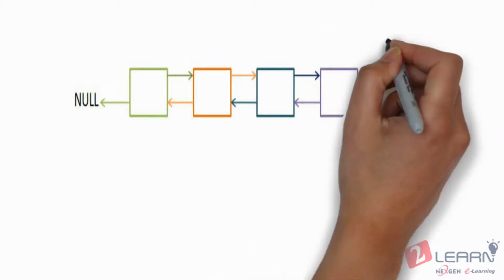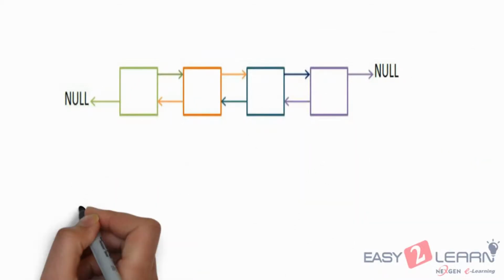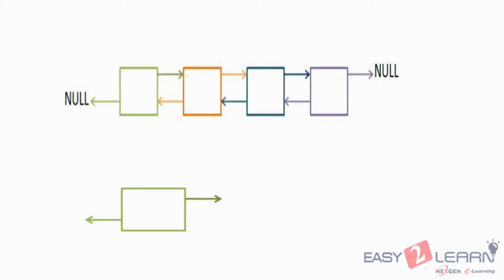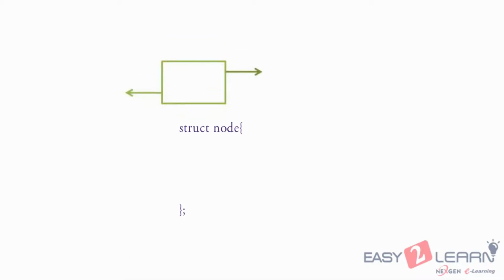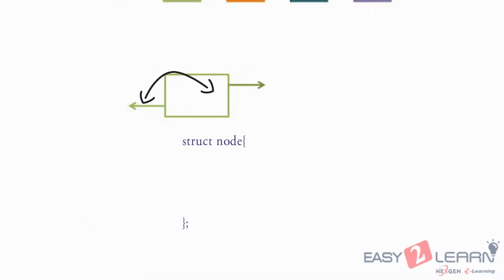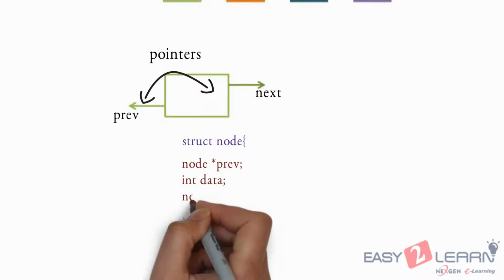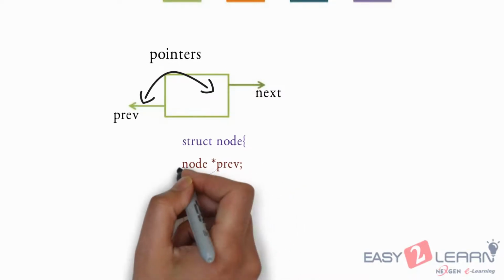Now let's code. So this is our doubly linked list and this is how each node will be. It consists of a node, and we use the keyword struct. So this is how we code it, and it consists of two pointers. One points to the previous node, which we name prev, and the other points to the next node. And it also consists of an integer data type so that we can store the value. Now you may wonder.